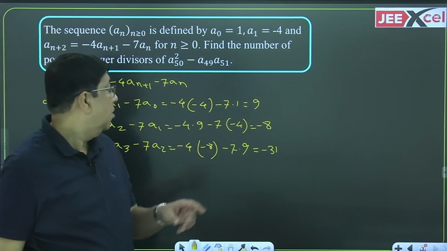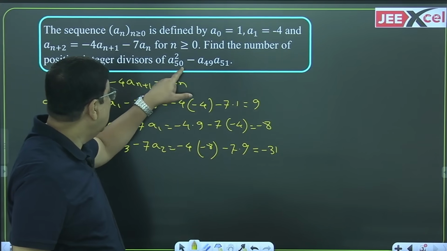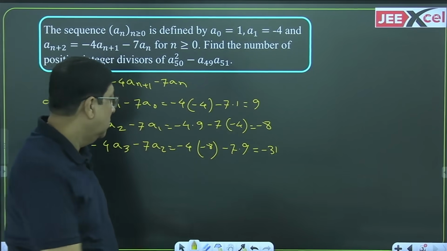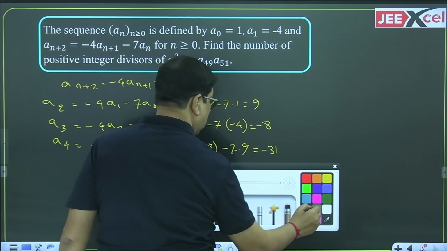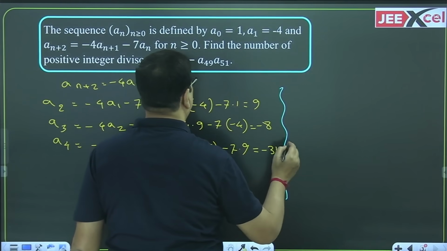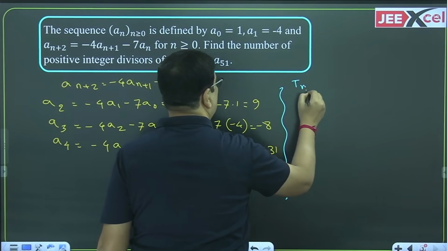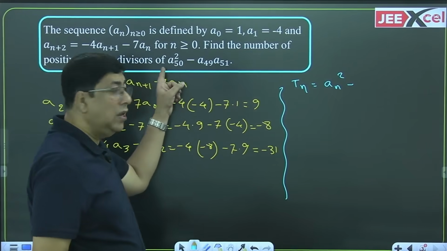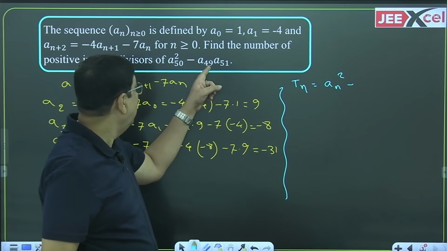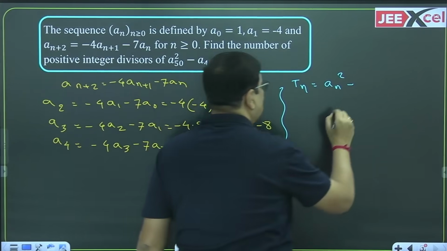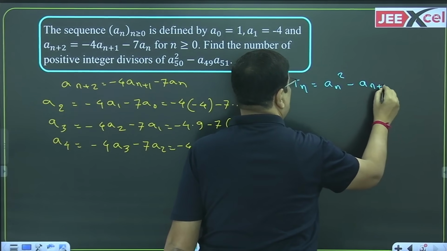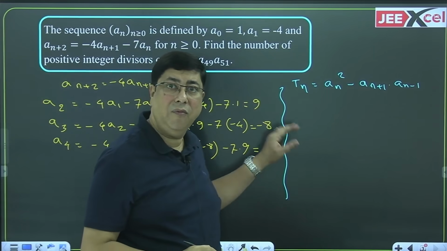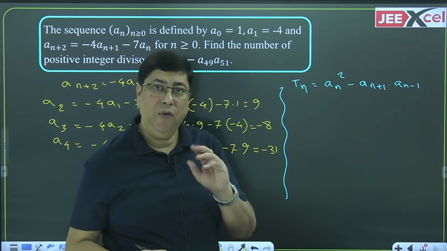Okay, now the requirement is a50 square minus a49 into a51. How will we find it? So suppose T_n equal to a_n square minus a_(n+1) into a_(n-1), then we need T50. It's one less than 50 and one more than 50. So from this, let us try to generalize, and we'll find the a50 expression. That is our final target.